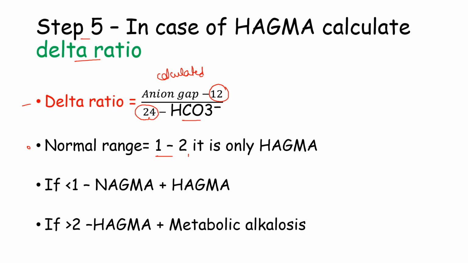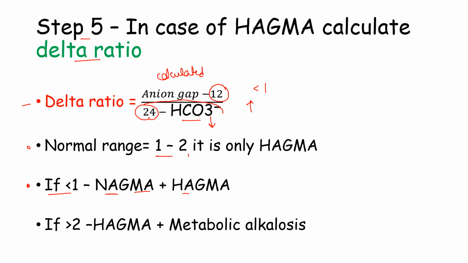And if in the question the delta ratio comes out between 1 to 2, it means that you are dealing only with high anion gap metabolic acidosis. But if the delta ratio comes out to be less than 1, it means that the denominator is high. The denominator is high, it means that the bicarbonate is low, isn't it? The bicarbonate is very low. So along with high anion gap metabolic acidosis, there is some other source of acidosis as well, and that is the normal anion gap metabolic acidosis.